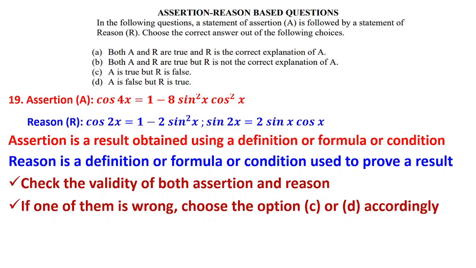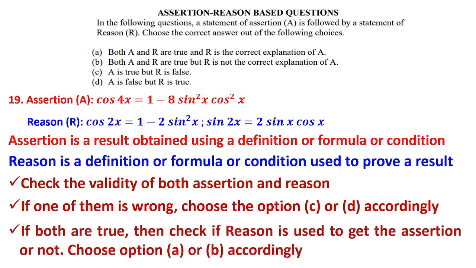Then suppose C and D are not there, then definitely you have to get the idea that both assertion and reason should be true. In that case, check whether they are connected. What is the meaning of connection? You check whether the reason is used to get the result, whether the given definition is used to get the assertion, whether the given condition is used to come to the conclusion for the assertion. That is, if both are true, then check if the reason is used to get the assertion or not. If so, then you have to choose A or B.